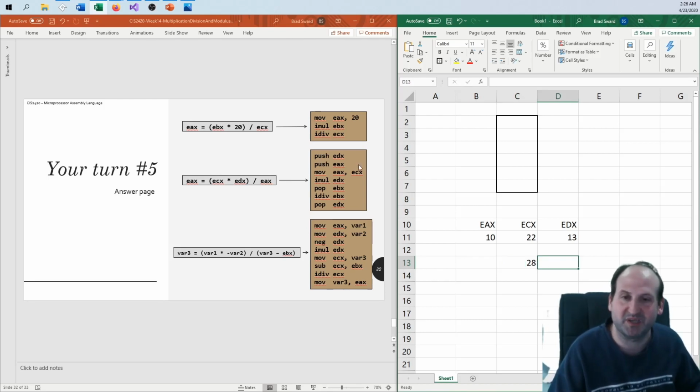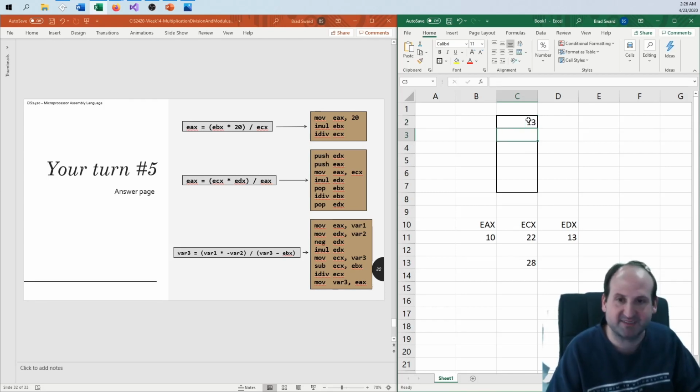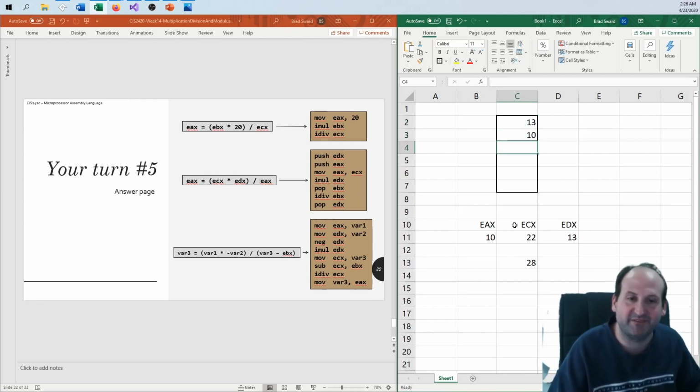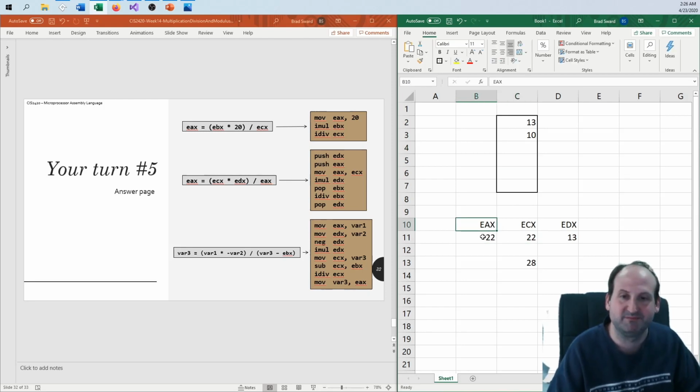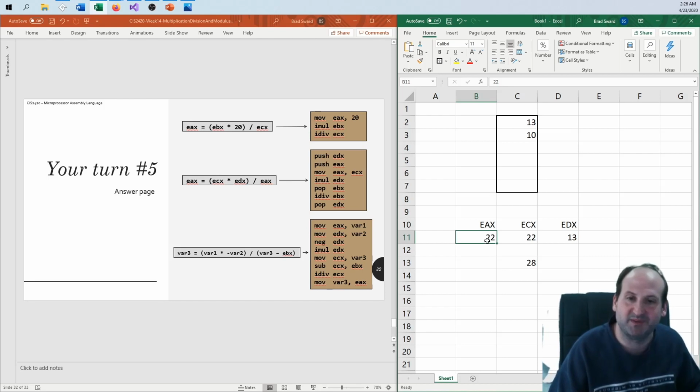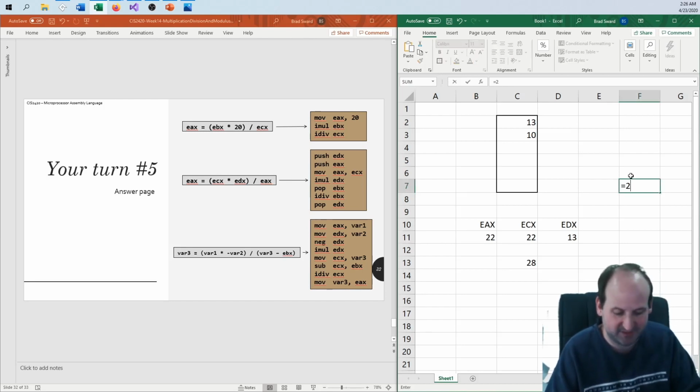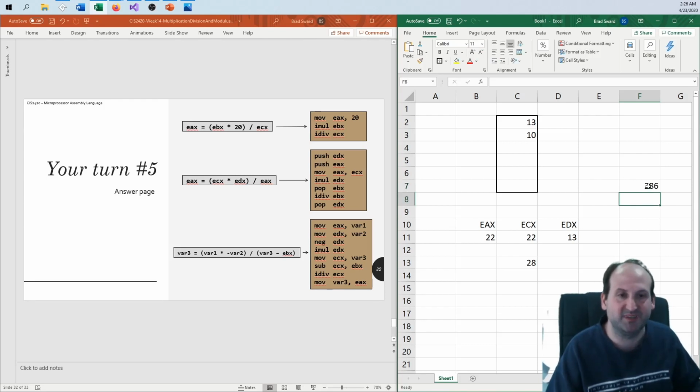So what am I doing? I'm pushing EDX onto the stack. That's a 13. I'm pushing EAX onto the stack. That's a 10. I'm taking whatever's in ECX and moving it into EAX, putting the 22 there. I'm doing an IMUL between this and EDX. 22 times 13 is 286. And so 286 will go into EAX, 0 will go into EDX.